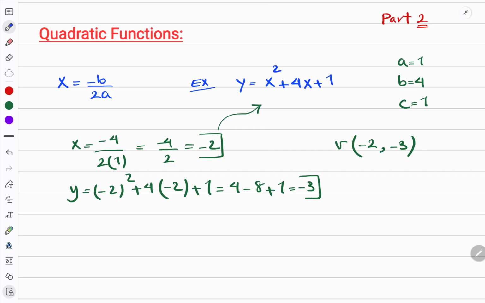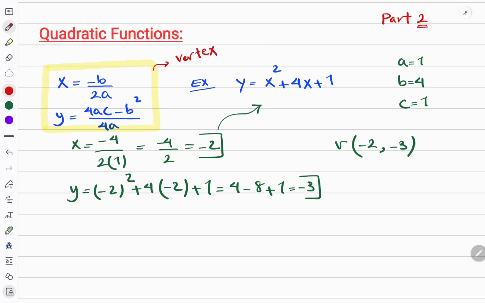But if you like to use another formula to find y directly, you can use this one: y equals 4ac minus b squared over 4a. And by using this, you will find y equals negative 3. Okay, x and y of the vertex.